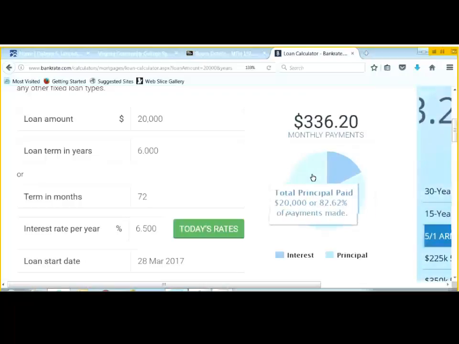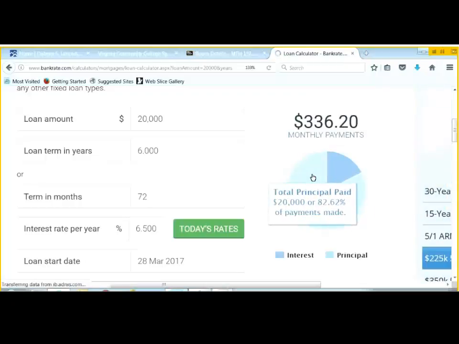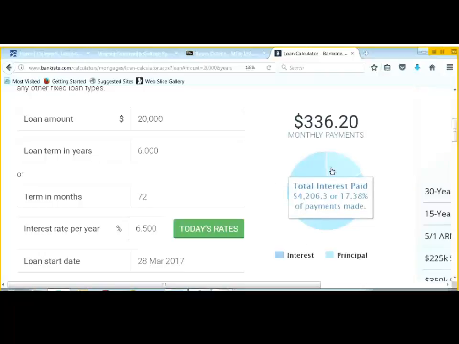Of that $336.20 over the entire period of the loan, 82.62% is paying off the $20,000, and 17.38% is paying the interest on the loan. But the interest is more at the beginning of the loan and less at the end of the loan, which we'll demonstrate here.